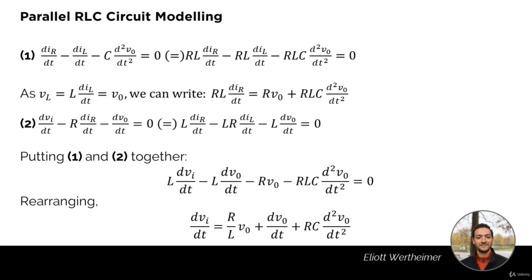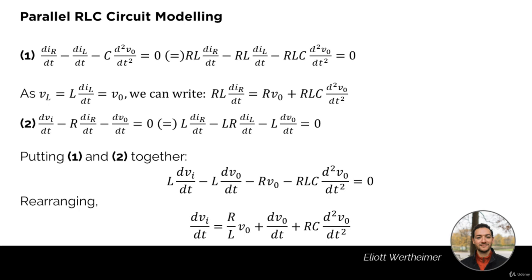Eventually, with a bit of algebra and identifying the sides that are equal to each other, we can put these two equations together to finally give the model of this parallel RLC oscillating circuit, which is that the derivative of the voltage Vi with respect to time is equal to R divided by L multiplied by V0, plus the derivative of V0 with respect to time, plus RC multiplied by the second derivative of V0 with respect to time.